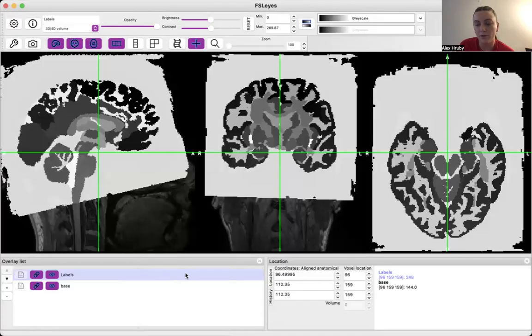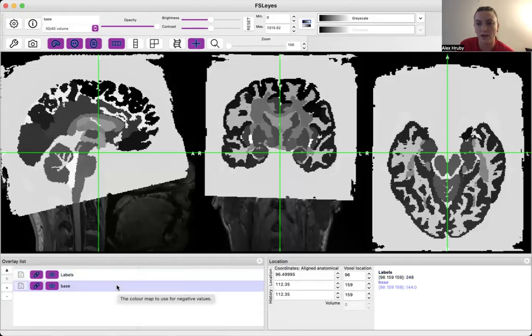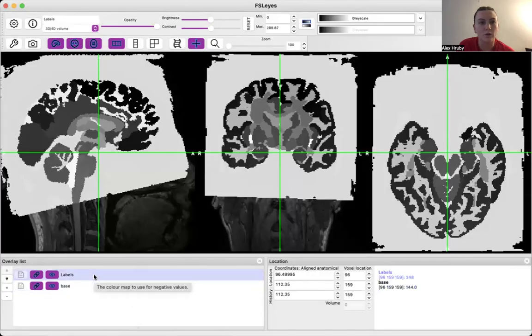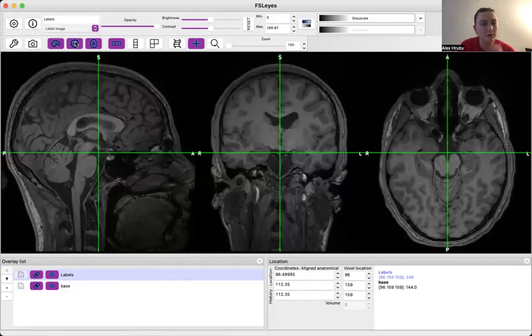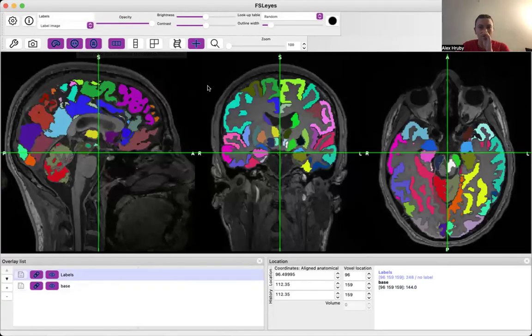That's because the one on top is a label volume and the one on the bottom is an actual image. So what I do now is I have this labels selected and then I go up to this top toolbar up here and I change it to a label image. And that's going to turn all of those gray, white, black colors into colors that I can look for patterns in more easily. And as you can see, they line up with different structures within the brain.